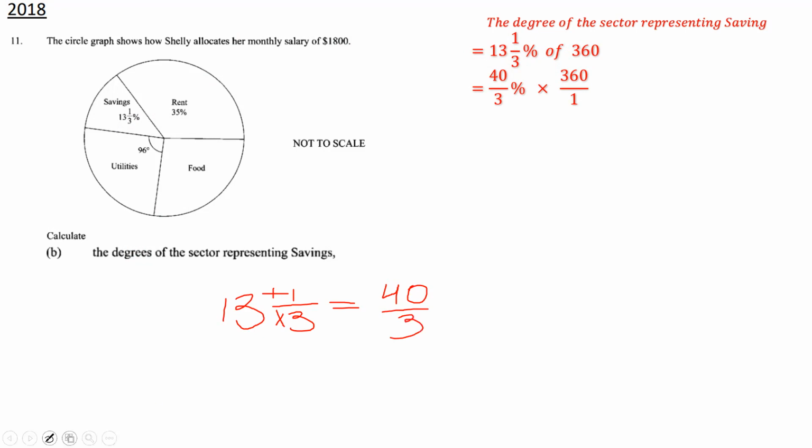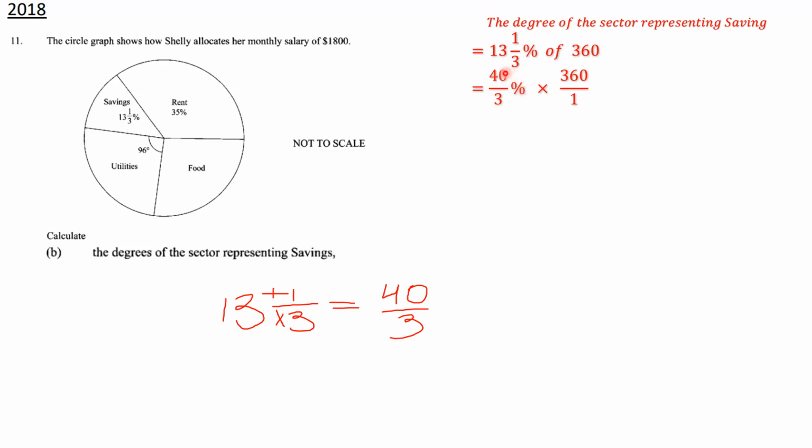What we do in order to change this mixed number into an improper fraction, we multiply 13 by 3, which is 39. And then we say 39 plus 1, right? And so 39 plus 1 is definitely 40, and we keep the denominator. So what we actually have is 40 over 3% multiplied by 360 over 1. And we need to change this 40 over 3 percent into something that we could actually use in our calculation.